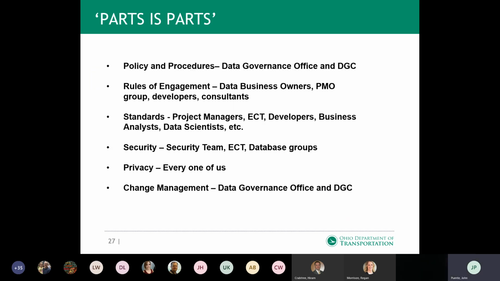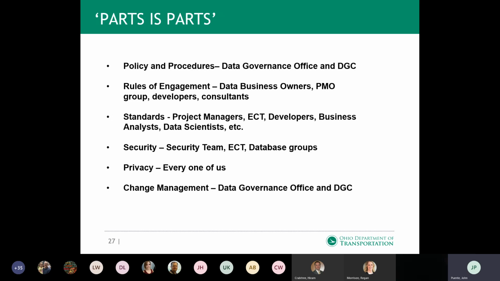Okay, our processes. Some old timers back in my time at District 1 used the phrase "parts is parts," and that was about anything that had to do with design. So in our case, this is what has to do with data governance. I've gone over a few of these already, and here are some examples of where and who would be responsible for some of these items. The policy, procedures, and standards would be the data governance office as well as the data governance committee, but also the project managers, ECT, developers, business analysts, and data scientists.